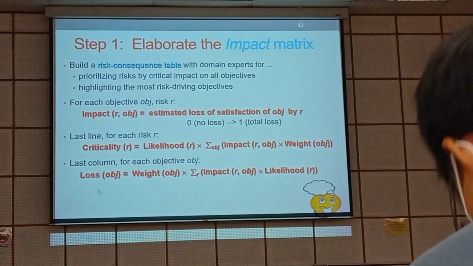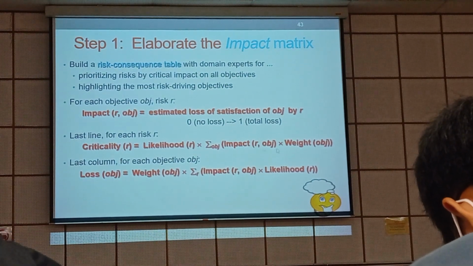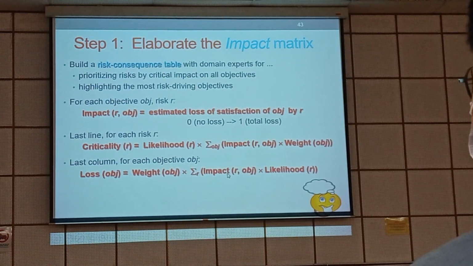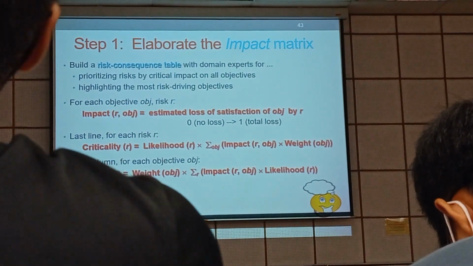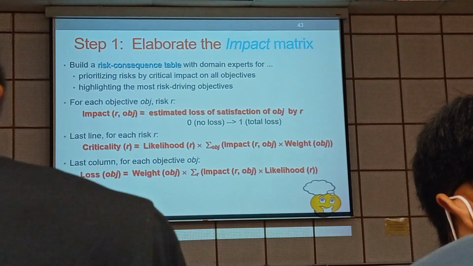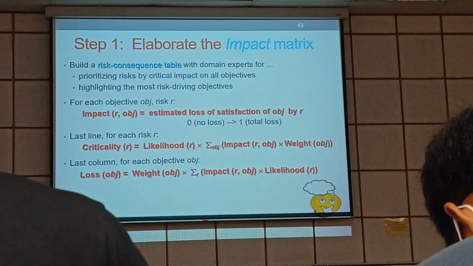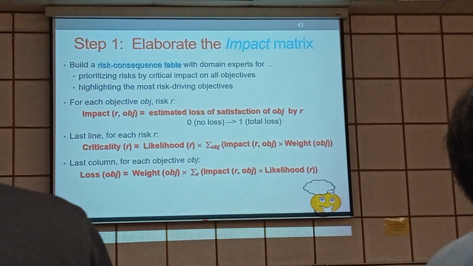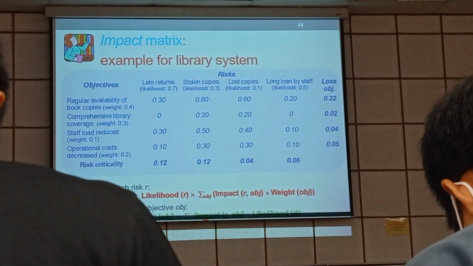Loss of objective is also the same, but now change places. Likelihood changes place with the weight. You see, weight and likelihood change place. So for the loss of objective, every impact of the objective is multiplied with the respective likelihood, find the summation, and the summation is multiplied with weight. You don't see it now, obviously, because you are just looking at the formula. When you really try out the example, you can see how it works.